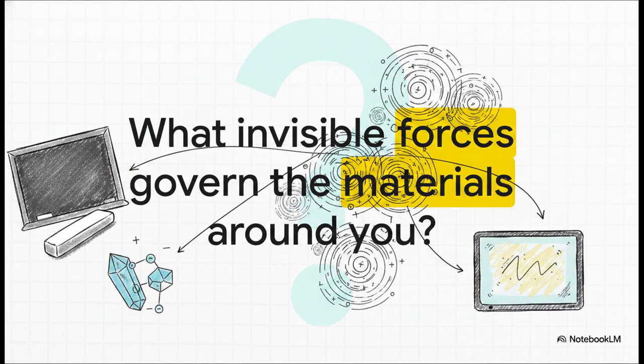So if size and charge dictate this epic battle between crystal strength and water's pull, what invisible chemical tug-of-wars are governing the materials you interact with every single day? The salt on your food, the chalk on a board, the screen you're staring at right now. Their entire existence relies on a hidden math of size, charge, and distortion. It's happening constantly, right under our noses.